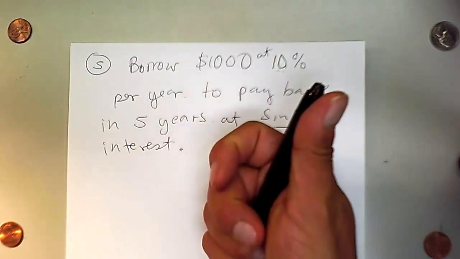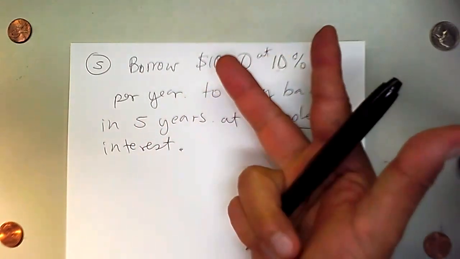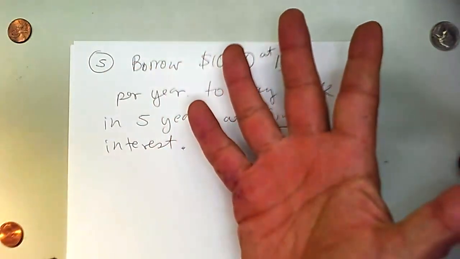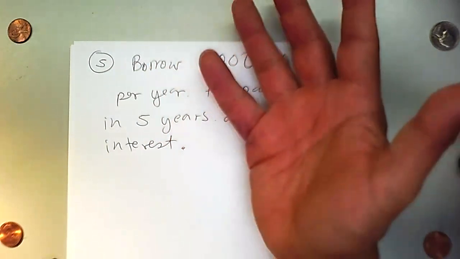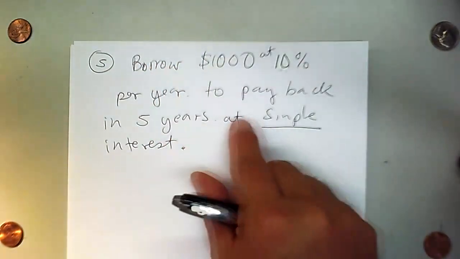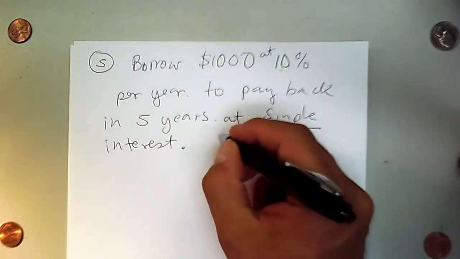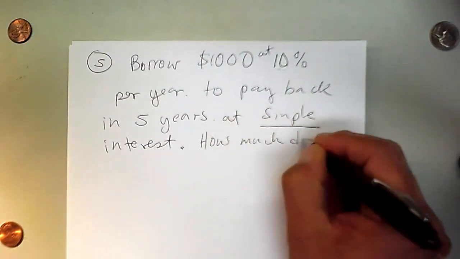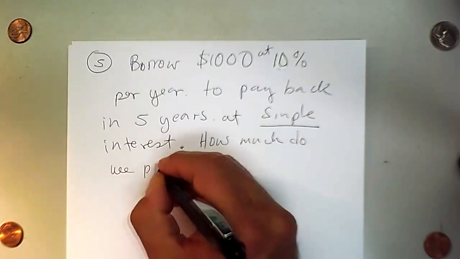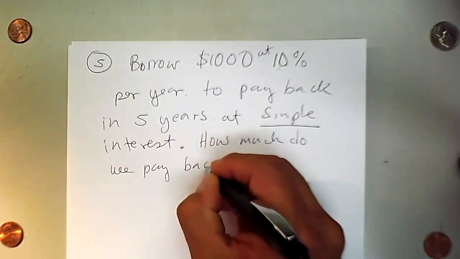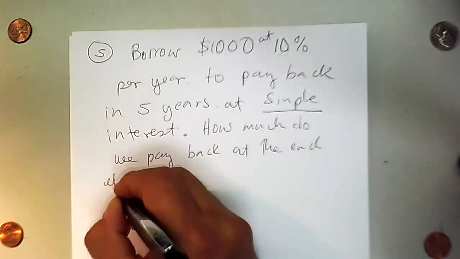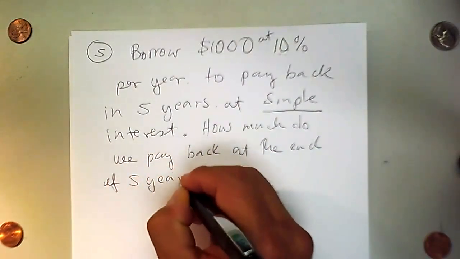So year one, 100, year two, another 100, year three, another 100, year four, another 100, year five, my pen is falling off, another 100. So you end up with $500. So the question is, oh, I didn't ask a question. So how much do we pay back at the end of 5 years?